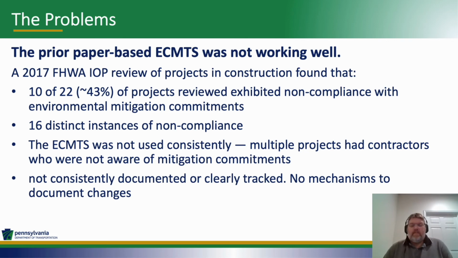Federal Highways did an IOP review in 2017 and found that of the projects that were reviewed that were in construction during this IOP, 43% exhibited non-compliance with environmental mitigation commitments. There were 16 instances of non-compliance, and the most common violation was having to do with an aid to navigation sign in a stream not being installed. But there were other examples.